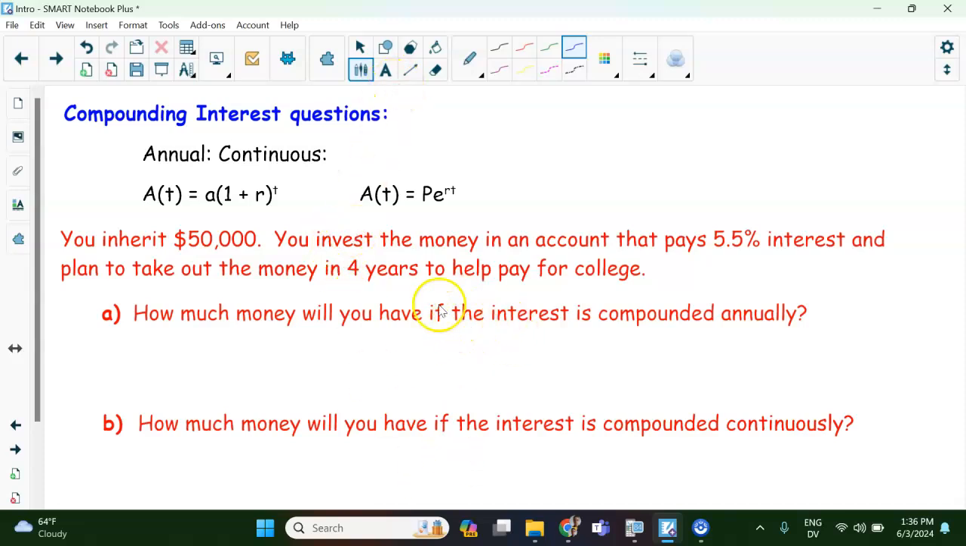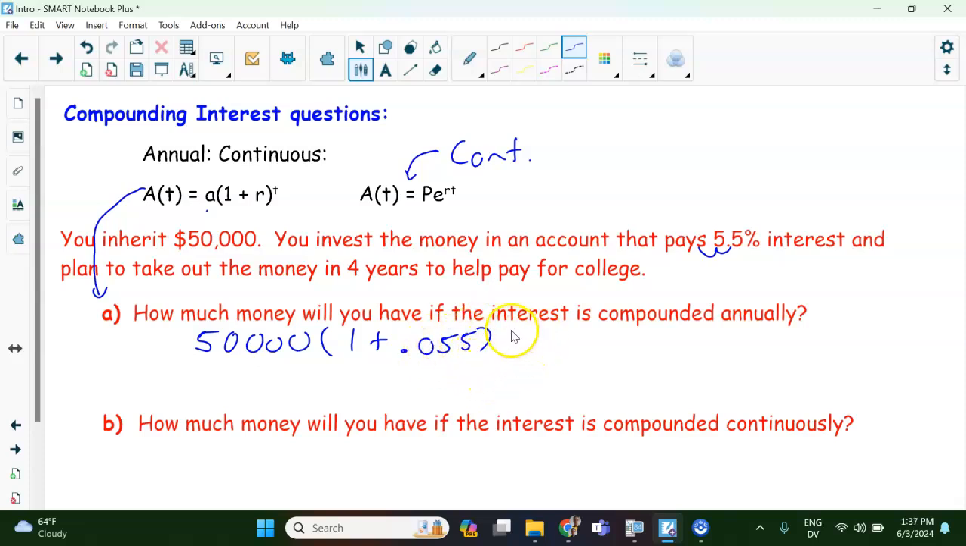Okay, so it's the same problem. The only difference is we're going to use this formula on letter A, and then this other one is the continuous. So if the question says continuous, then you use the PERT formula. So on letter A, we're just going to do 50,000 for A, and then the rate as a decimal, make sure you move this over twice and add a 0. So it's 0.055, and then the time is just 4 years. Okay, and then it's just a matter of typing all that in your calculator to get the answer.